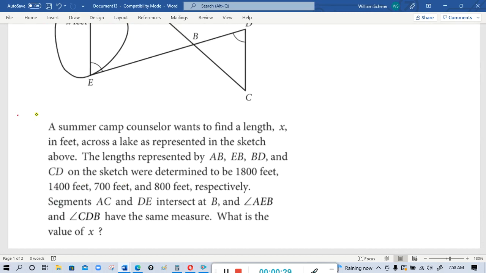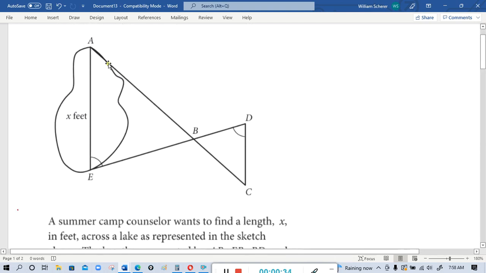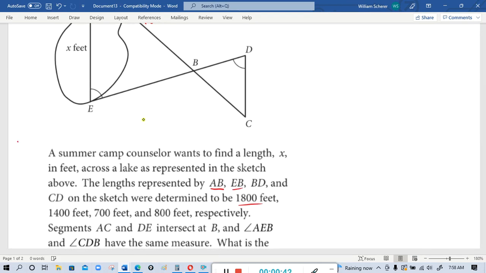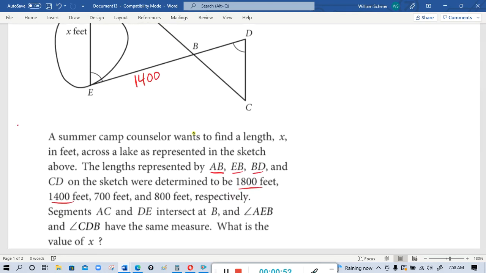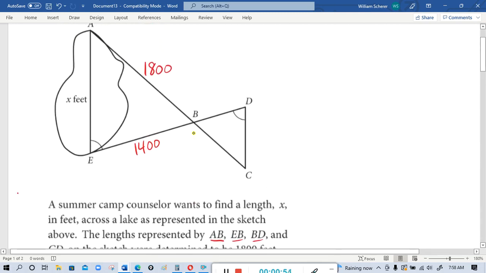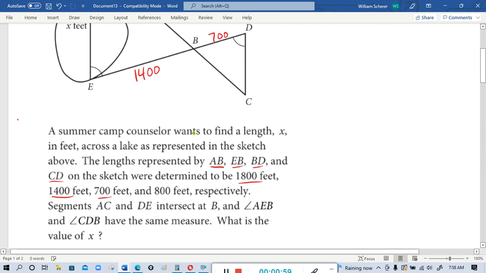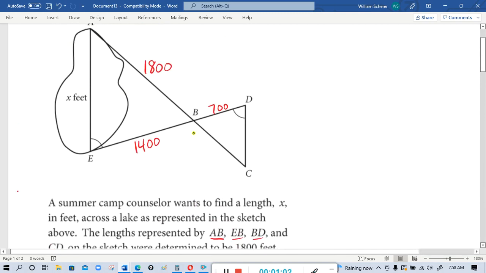So AB is 1,800 feet. Here's AB. This is 1,800. And next up is EB. That is 1,400. So EB is here. All right, next up is BD. That's 700. So that's right here. And finally, CD is 800. So that's right here.